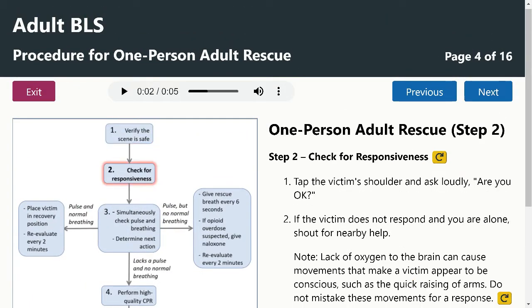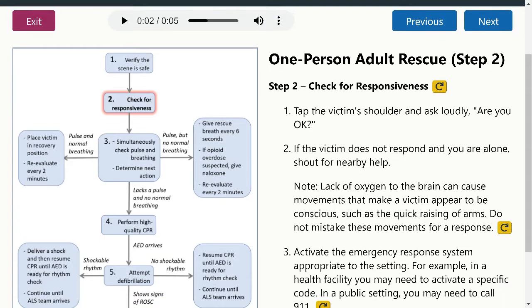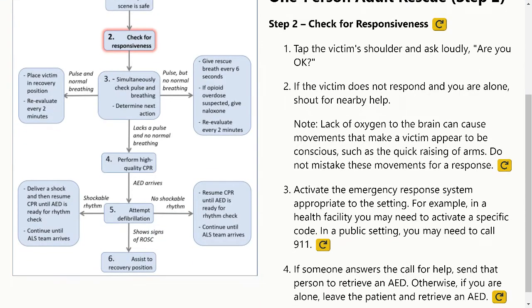Step 2. Then you're going to check for responsiveness. You're going to tap the victim's shoulder and ask loudly, "Are you okay?" So you're going to tap and shout. If the victim does not respond and you're alone, shout for nearby help. Lack of oxygen to the brain can cause movements that make a victim appear to be conscious, such as a quick raising of arms. Do not mistake these movements for a response. They can have a movement, but it does not necessarily mean they're conscious.